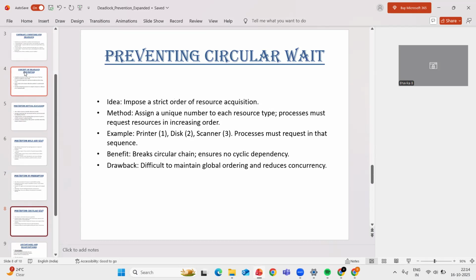Preventing circular wait. To prevent circular wait, we assign a numerical order to all resource types and processes must request resources in increasing order. For example, if we number printer as 1, disk as 2, and scanner as 3, a process that needs all three must request them in that sequence. This ensures that a circular chain of waiting cannot occur. It's one of the most practical prevention methods, though assigning a proper order for all system resources can sometimes be complex.